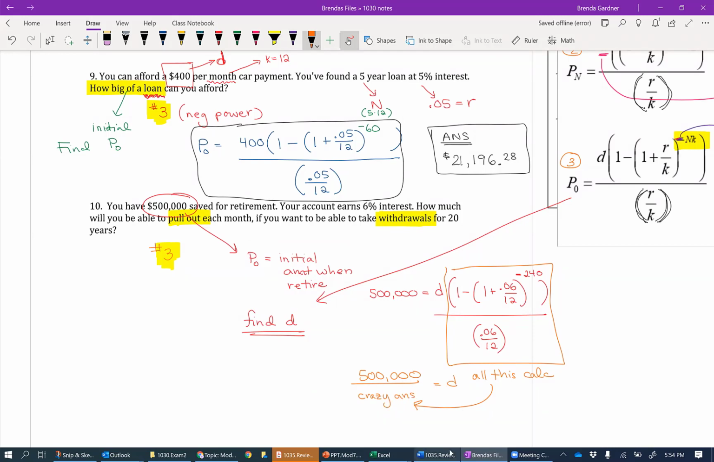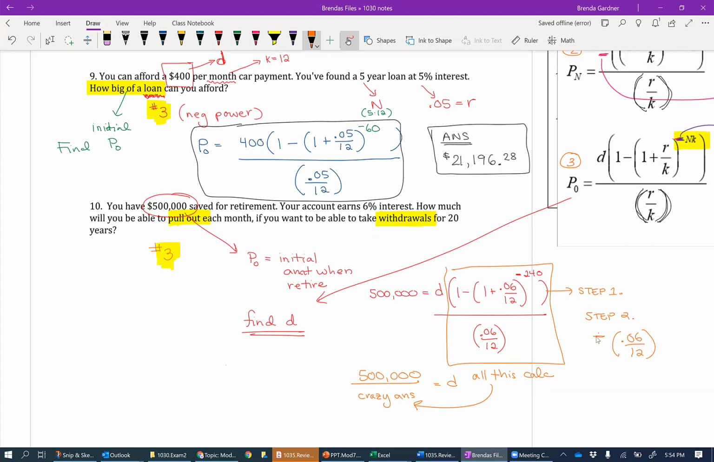Yeah, the way I've been doing it is that I'll figure out the top part first, so from D all the way across. And then once I have that answer, then I'll divide it by the bottom part itself. Yep. So step 2, divide it by 0.06 over 12, right?